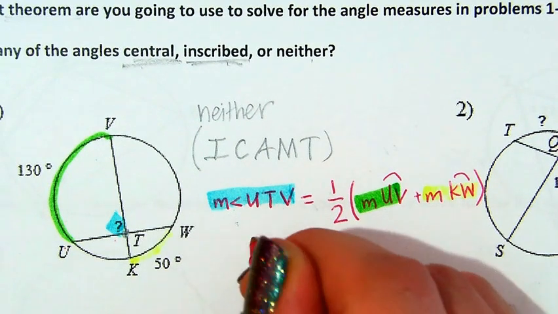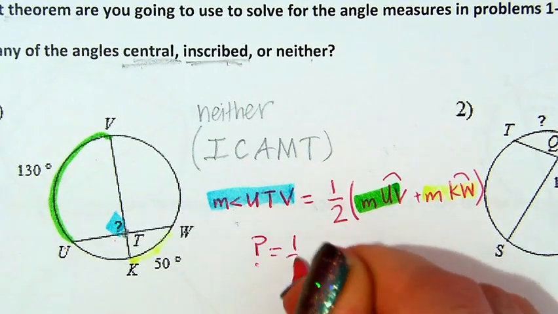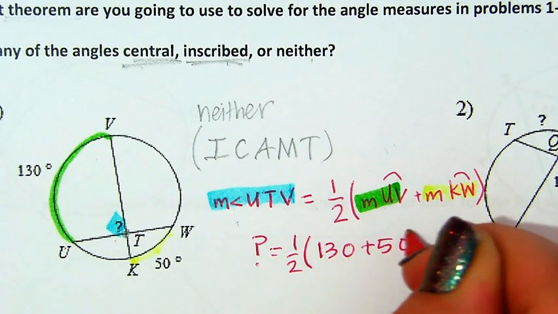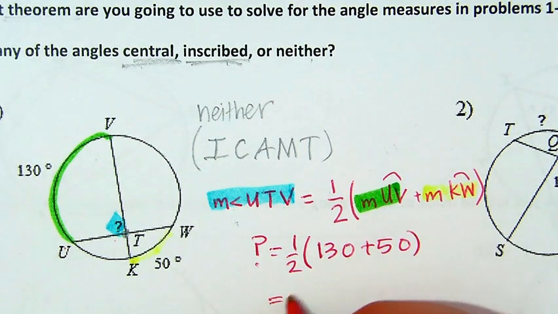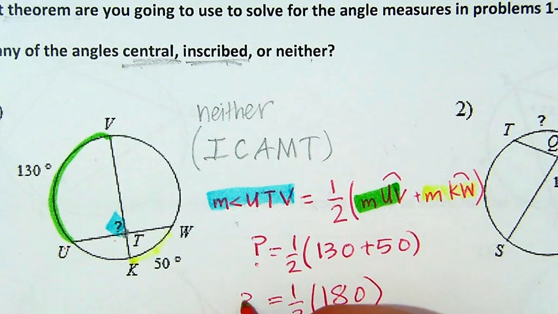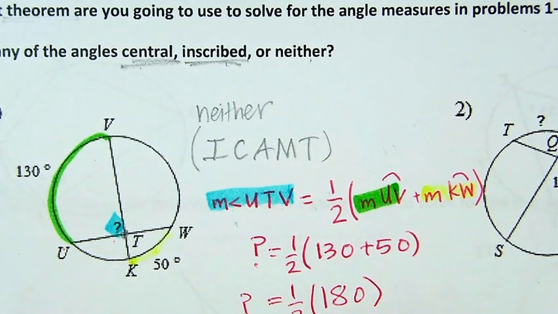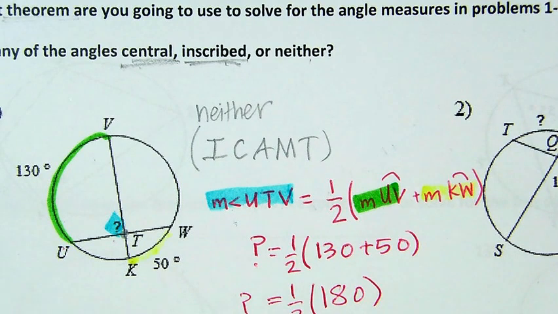The measure of UTV is question mark, and that's going to equal 1/2 of 130 plus 50. When we add those two pieces together, we end up taking 1/2 of 180 degrees. So question mark is 1/2 of 180, which is 90 degrees for that one.